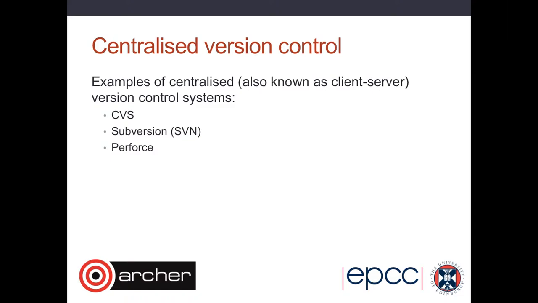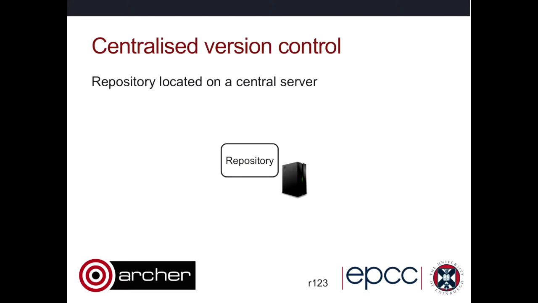So starting with centralized version control, which is also known as client-server version control, the examples of version control systems that use this model are CVS, Subversion, and Perforce. CVS and Subversion are both open source. Perforce is a commercial system. As I said, CVS and SVN are both examples of centralized version control systems.